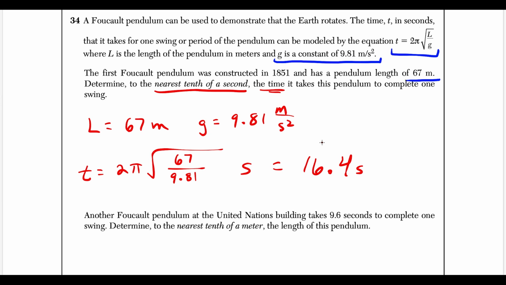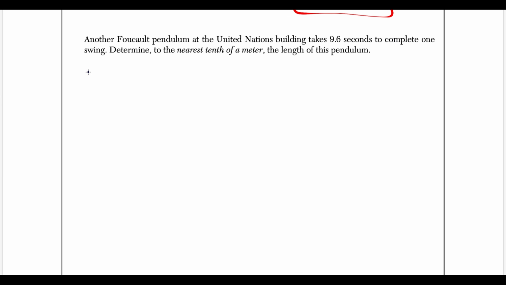So this is our solution to the first part. For the second part of this question, we have the equation from the beginning, t equals, and we had 2 pi times the square root of capital L over g. And this time around, what we want to do is determine to the nearest tenth of a meter the length of the pendulum.